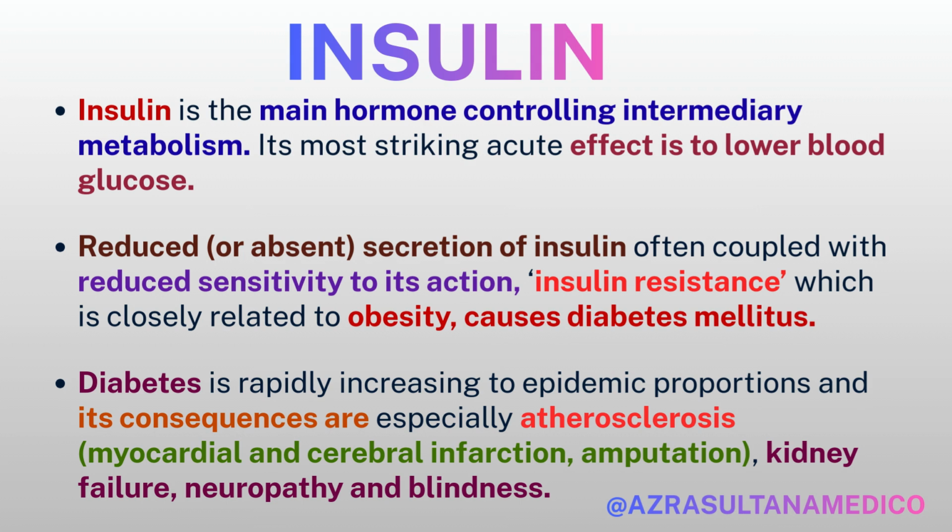In many people, insulin may still be produced, but the body does not respond properly to it. This condition is called insulin resistance and is strongly associated with obesity. When there is either insulin deficiency or insulin resistance, or both, diabetes mellitus develops. Diabetes is rapidly increasing to epidemic proportions worldwide. Over time, persistent high blood sugar damages blood vessels and nerves, leading to serious complications such as atherosclerosis, heart attack, stroke, kidney failure, neuropathy, limb amputation, and blindness.